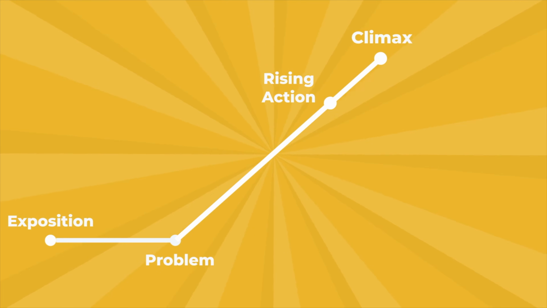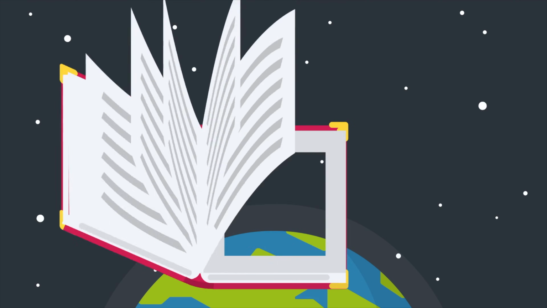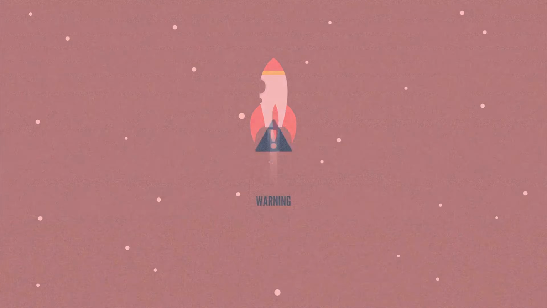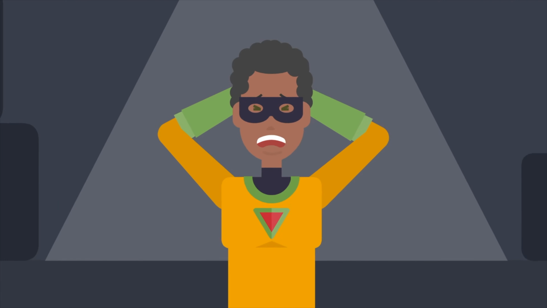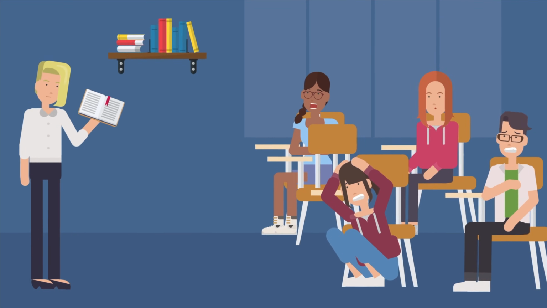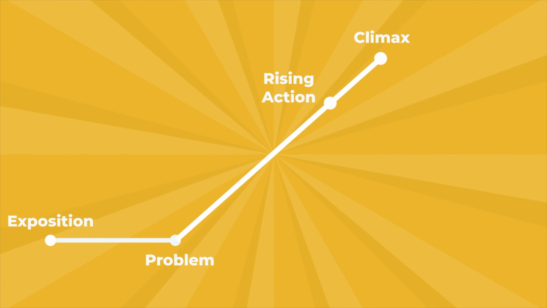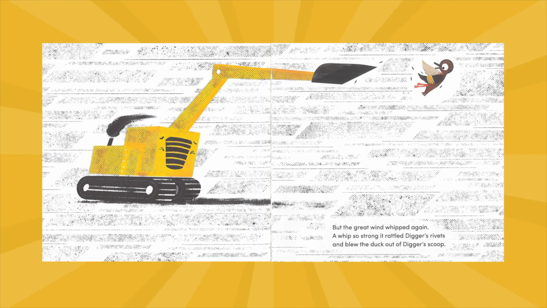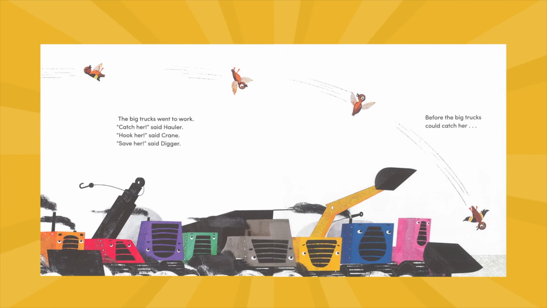Now the 4th part is the climax. This is the most intense part of the story. The problem has gotten worse and it seems impossible to fix. You're on the edge of your seat, dying to know what comes next. This happens closer to the end of the story. The climax of our story is when the wind carries the duck away and the trucks are worried that she's gonna get hurt. You see how the trucks have gone from being angry to wanting to save the duck.